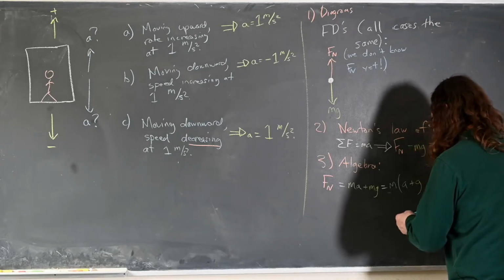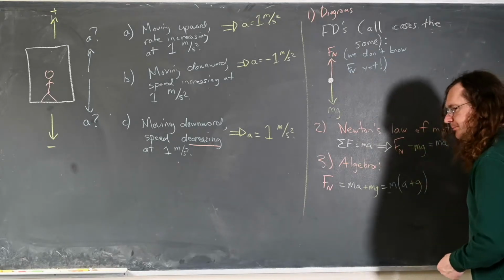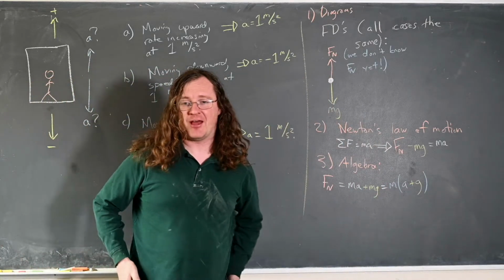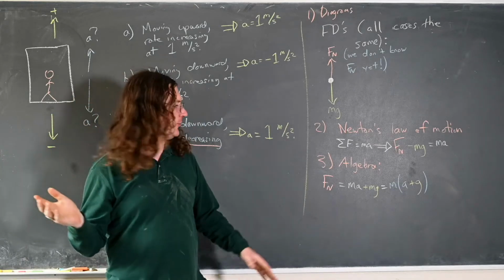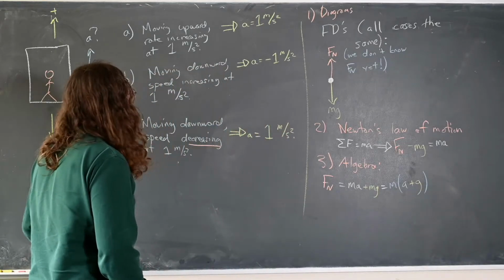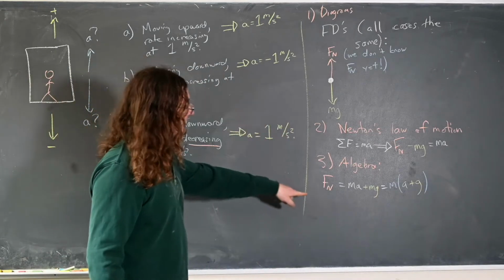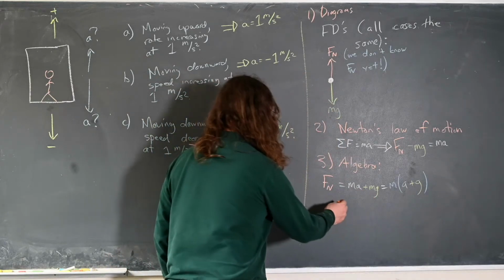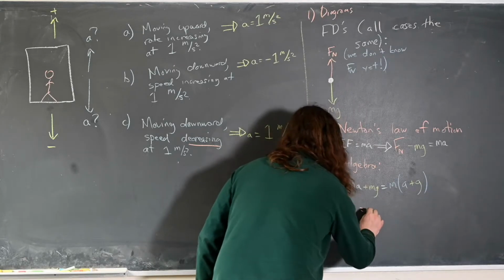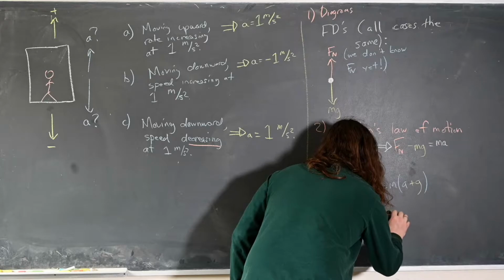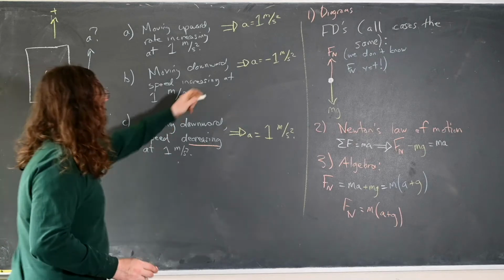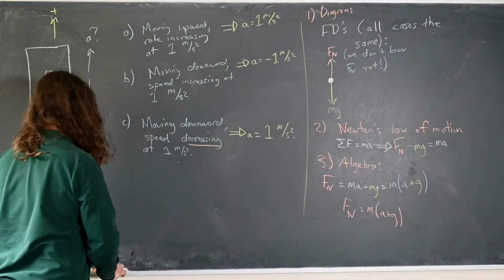Remember the problem where we put Kiki in the elevator car? And you wound up with the result that it was as though the acceleration of the elevator was in some sense adding to gravity. This is the same result. So now that we know that the normal force is m times a plus g, I can calculate the normal force for each of these cases.